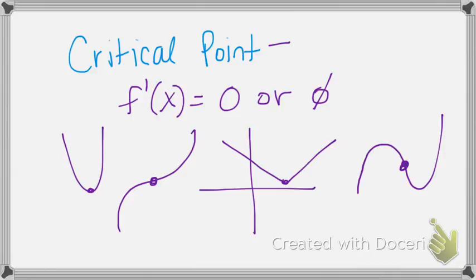This point is a critical point because the slope is 0. Although this point is important to us, it is not a critical point because for it to be critical, the slope has to be 0 or undefined. It is not 0 or undefined at that point. So points of inflection could be a critical point, but do not have to be a critical point.